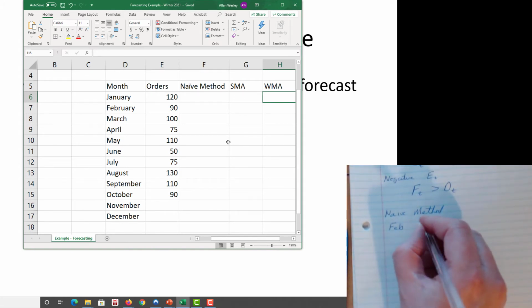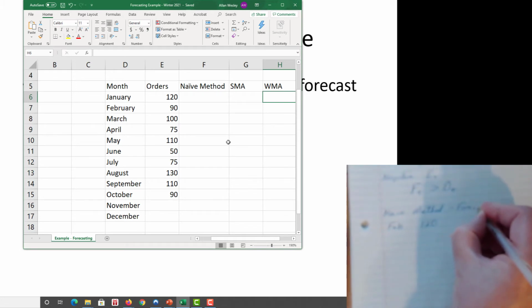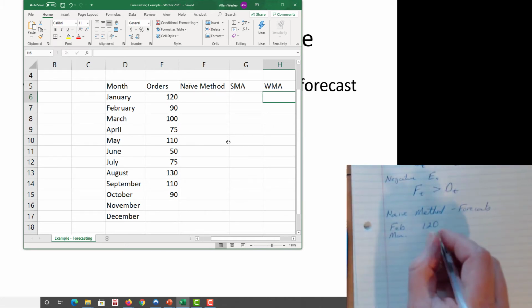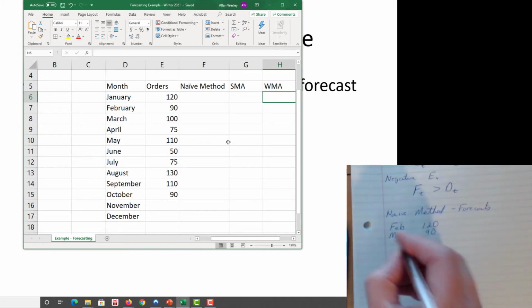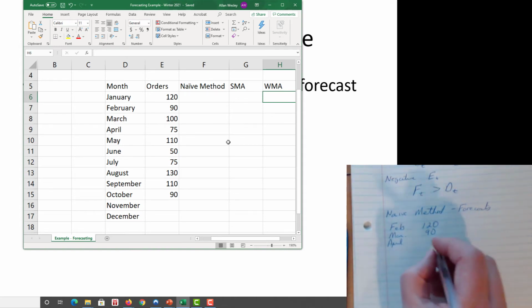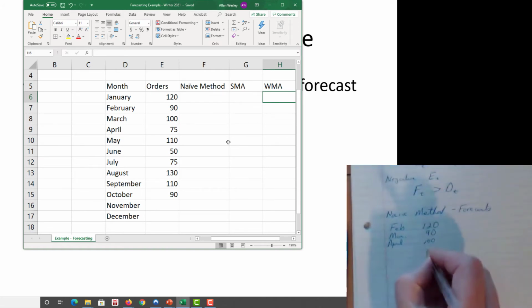But we will forecast that February will be whatever January was. So February forecast. Okay, these are forecasts, not actual numbers. March, well, we'd look at what February was. Well, February was 90. So our forecast for March would have been 90. What's our forecast for April? Well, it's whatever March was, 100. And we go about it and so on, right?